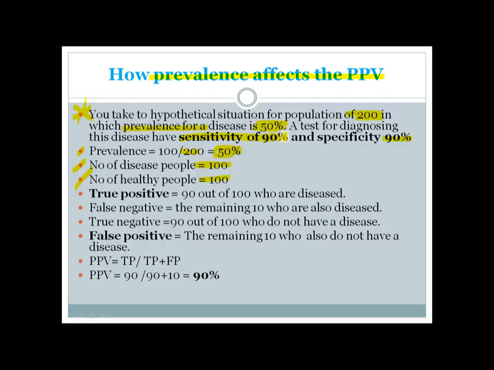As sensitivity works with the people who are truly diseased, 90% sensitivity means 90 out of 100 people will be true positive, and the remaining 10 who are diseased will be false negative. The true negatives should also be 90 out of 100, because you have a specificity of 90%, and there will be the remaining 10 who also do not have the disease but have a falsely positive result, so those are false positives. And the PPV will be true positive divided by true positive plus false positive, so it would come out as about 90%.